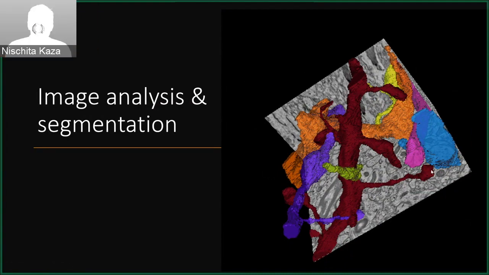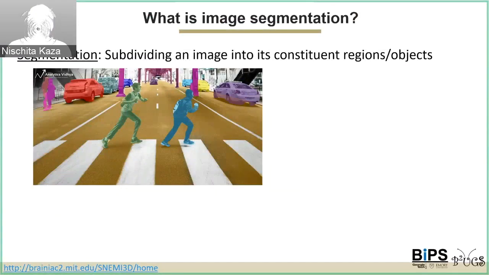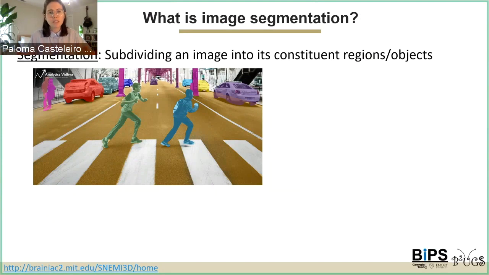I feel like it's a word that many of you have heard, and it just means subdividing an image into its constituent regions or objects. Of course, an image can be segmented in many ways. For example, this image that we have right here is segmented as each individual person, each individual car. They each have a value or a color. You could also just segment it by separating people, roads, and cars. There's a lot of different ways that you can segment it, and it really just depends on your goal.